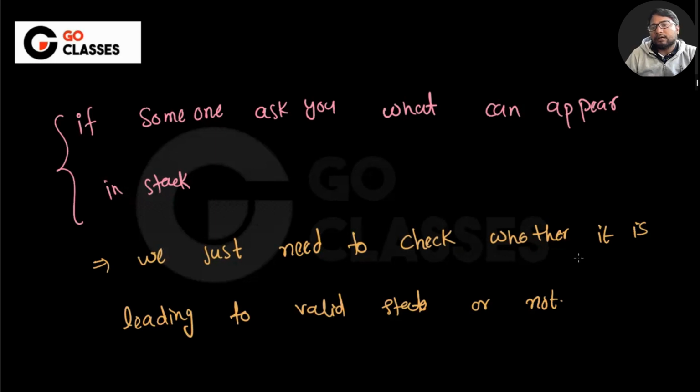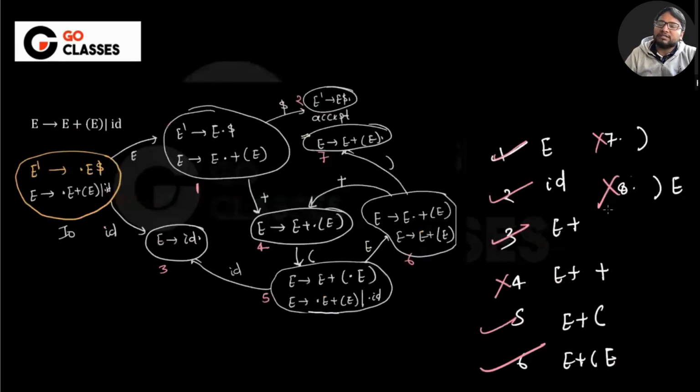So here, can just a closing parenthesis appear on the stack? See, on the closing parenthesis, there is no move. You have to run the DFA, right? There is no move. Can this be the stack content? No, right? There is no move on the closing parenthesis from this initial state. That's why it can't be the stack content.